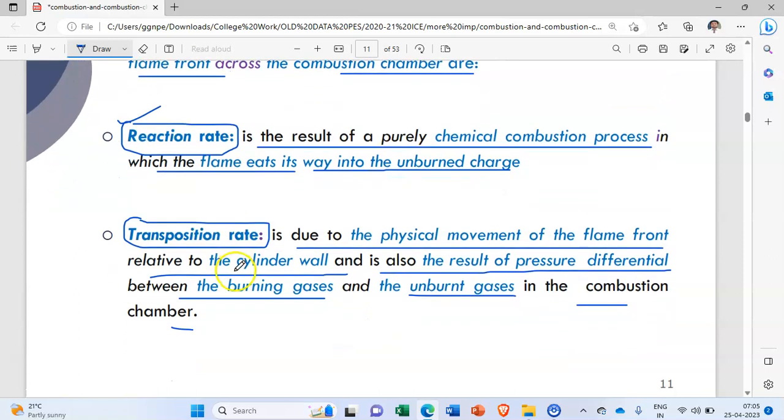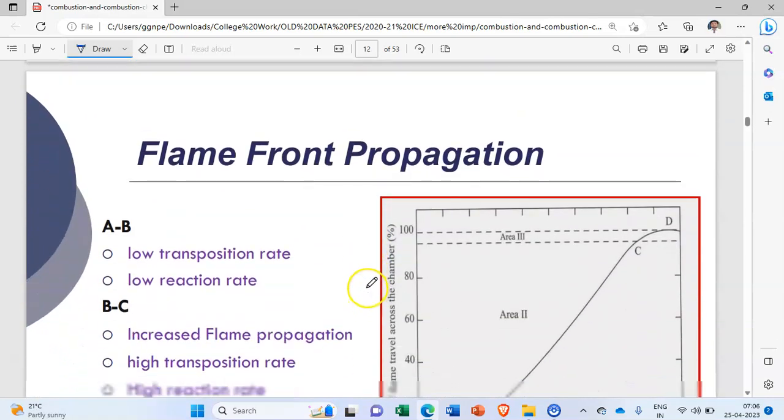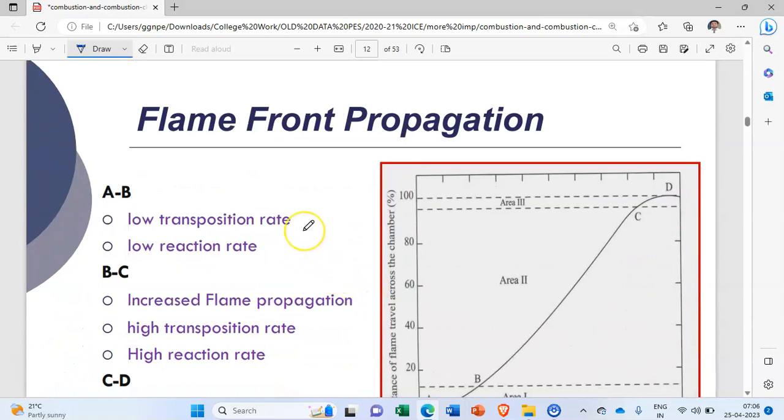Along with these two factors there are a number of other factors, but first we will see what reaction rate and transposition rate are. Whatever other factors we discuss will definitely affect either reaction rate, transposition rate, or both. So we will discuss that in detail. Let us see about these two factors.